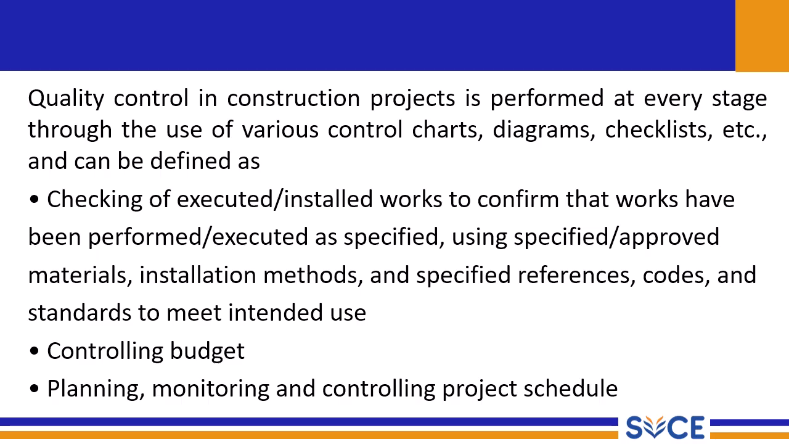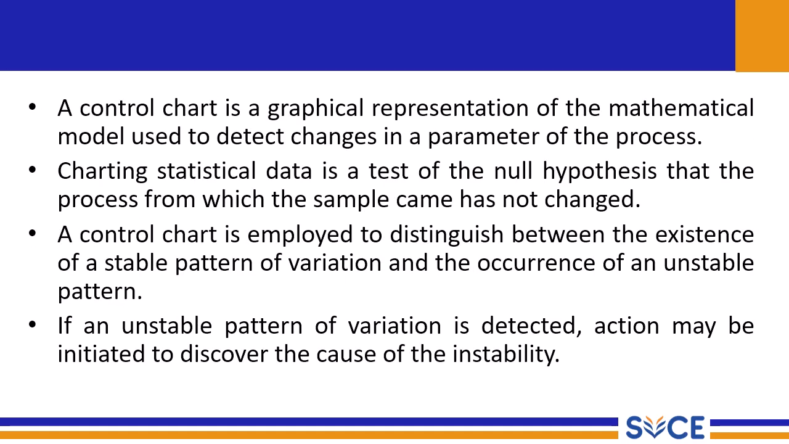In construction projects, the control chart is a graphical representation of the mathematical model used to detect changes in the parameters of the process. So charting statistical data is a test of the null hypothesis that the process from which the sample came has not changed. The control chart is employed to distinguish between the existence of a stable pattern of variation and the occurrence of an unstable pattern. So from this method, we are able to find whether there are any changes in the parameters of the process.